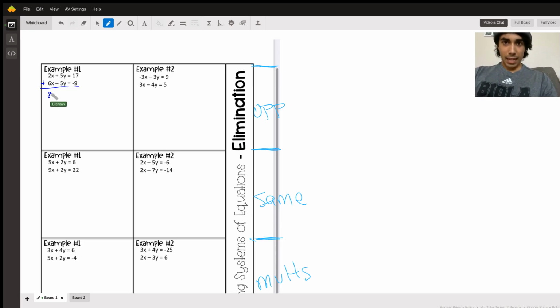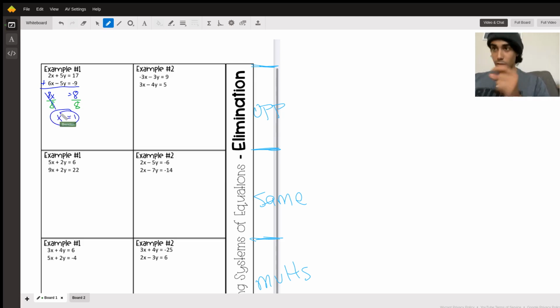So that gives us 8x. And then notice negative 5y, or 5y minus 5y. That eliminates the y's. That's the idea. We're trying to eliminate one of the variables. And then we're adding this up. 17 minus 9 gives us 8. Then we can solve for x. So we'll divide by 8 on both sides, and we will get x equals 1.